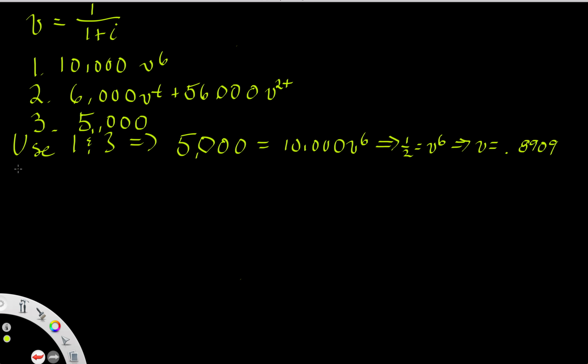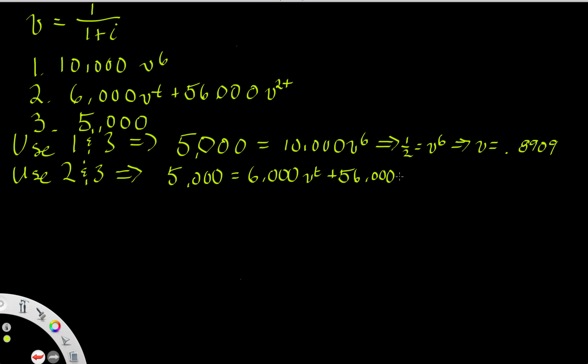Now we're going to use 2 and 3. Now, you might say, okay, but this looks complicated now because of that t in the exponent. But with all of these problems, if you ever see a time and twice the time, it's a hint that you're going to use the quadratic equation. Let's show how that works. Using 2 and 3, I have that 5,000 is equal to 6,000 nu to the t plus 56,000 nu to the 2t.